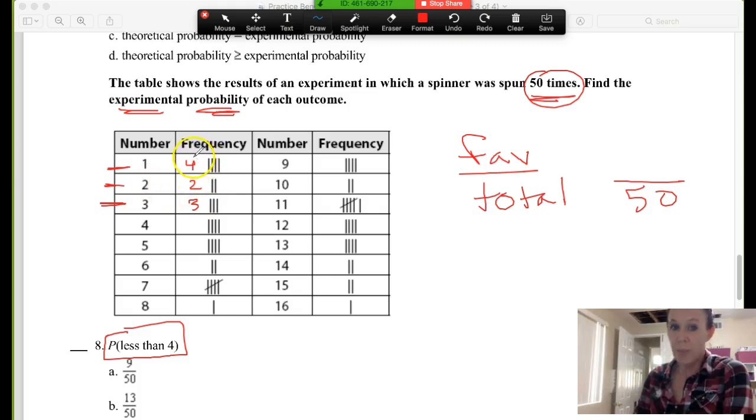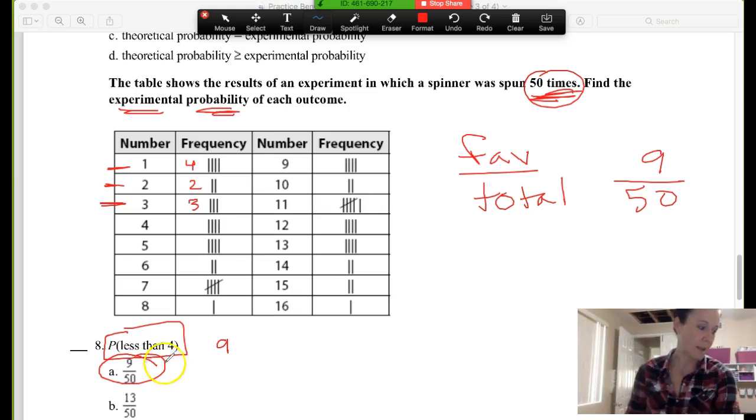All right, so how many times did they spin and get a 3, 2, or 1? Well, count it up. 4, 5, 6, 7, 8, 9. 9 times. So when does it occur that I spin less than a 4? It occurs 9 times. How many times did I spin it? 50. So 9 out of 50 would be the probability that I spin less than a 4. 9 out of 50. And that is A.